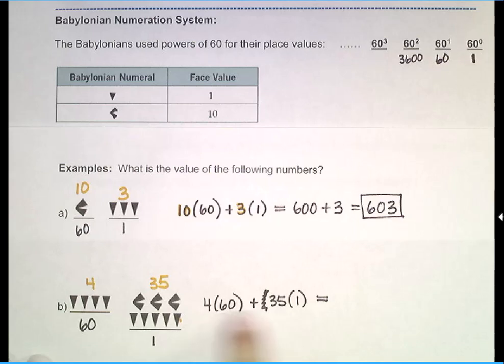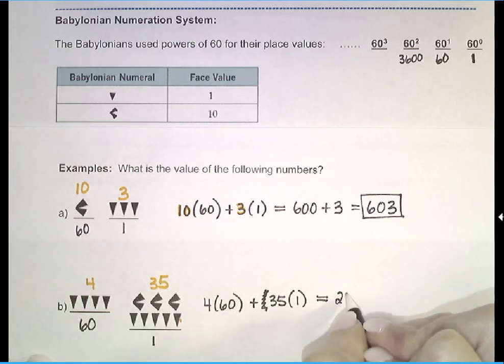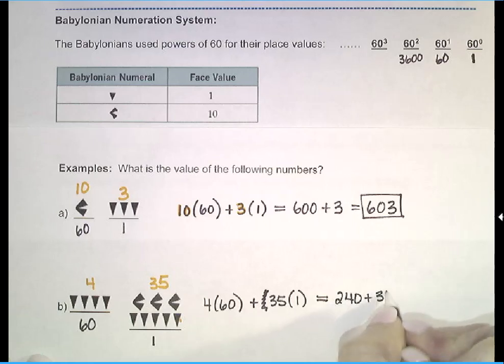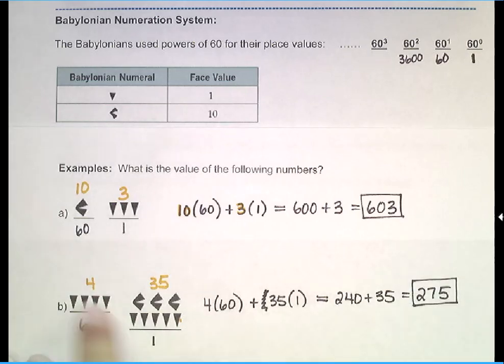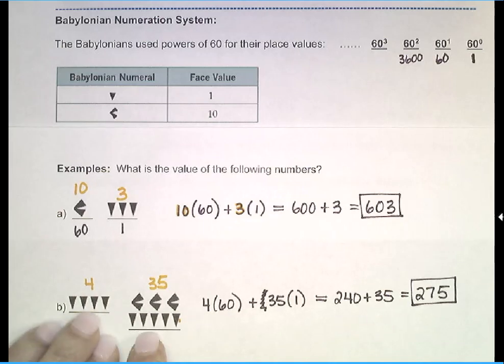And again, stick that into any calculator. That's 240 plus 35. You're going to get 275. So that's how the Babylonians would have represented the number 275. Again, it would just be these shapes, you know, leave the lines and all the other numbers off of it.